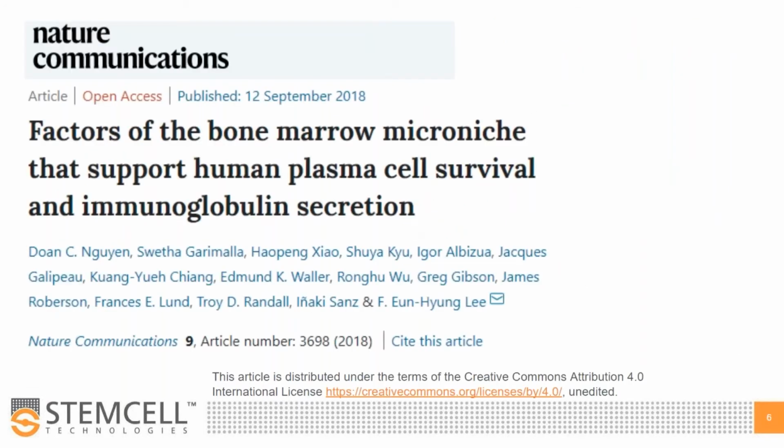So the first paper that I'll be talking about looks at studying the biology of antibody-secreting cells, and this paper is by Dawn Nguyen and her colleagues. It's published in Nature Communications in 2018, and the title of this paper is Factors of the Bone Marrow Microniche that Support Human Plasma Cell Survival and Immunoglobulin Secretion.